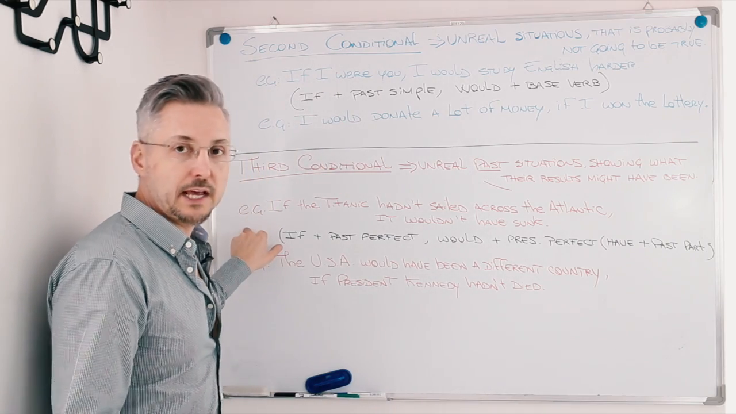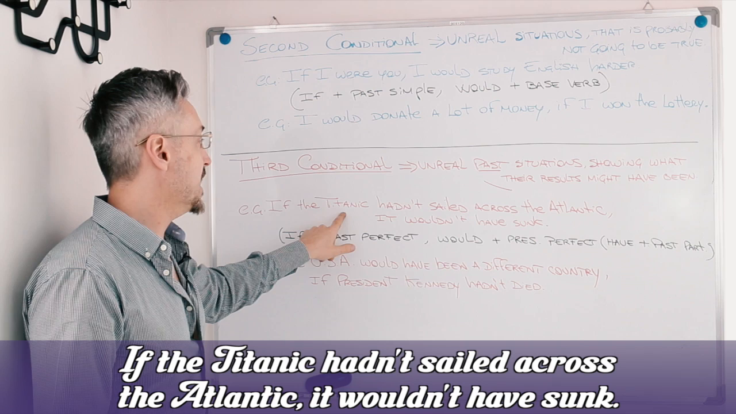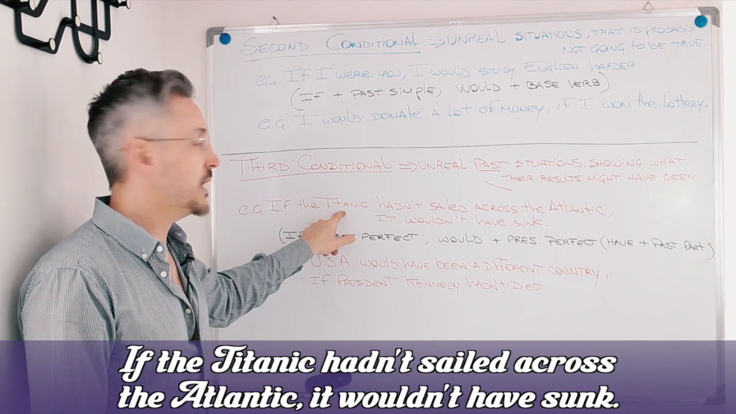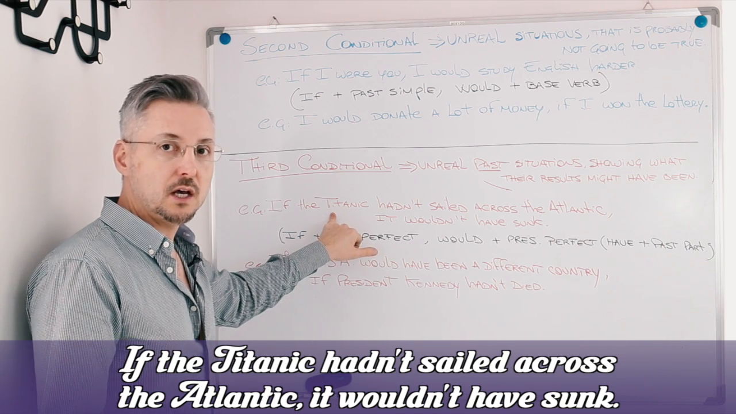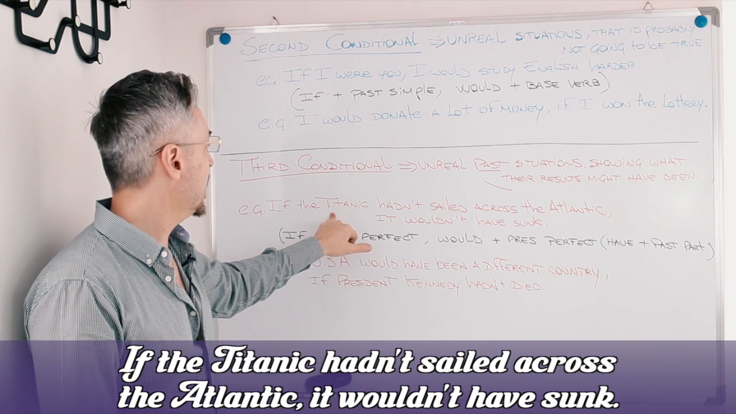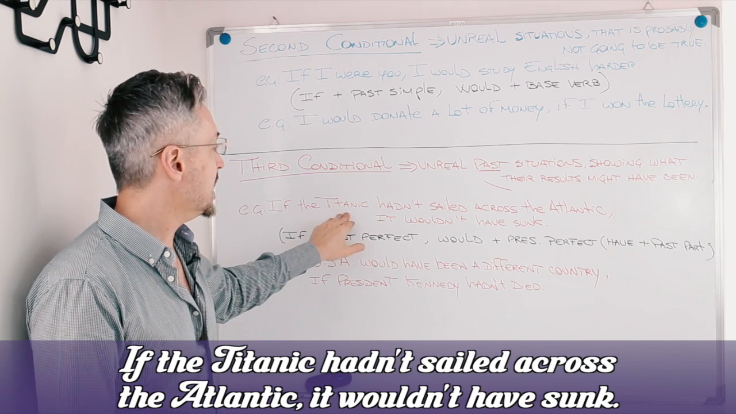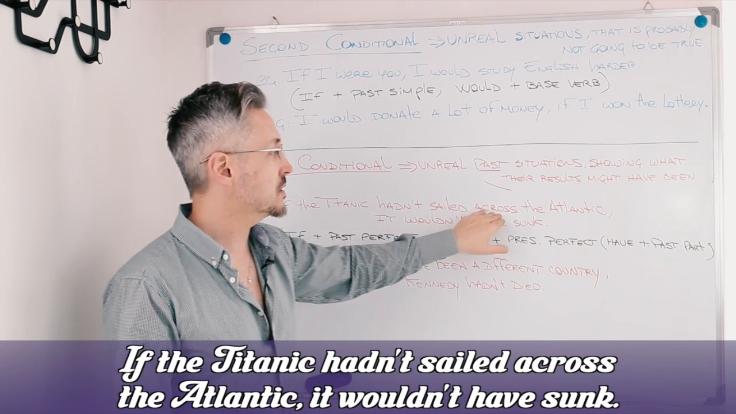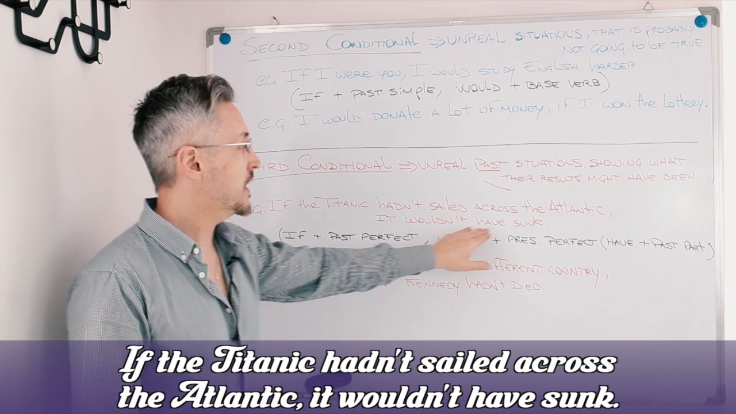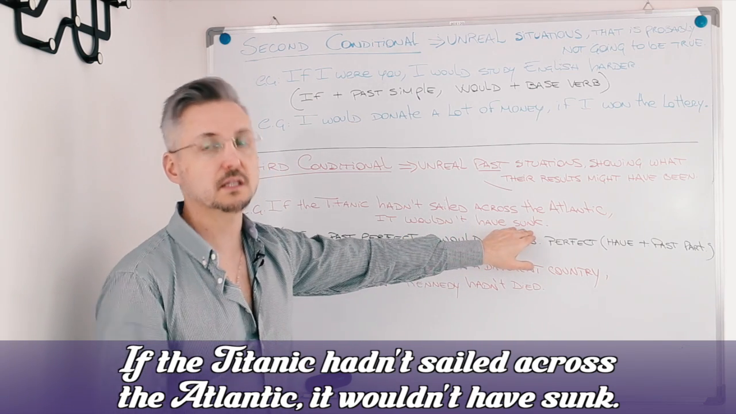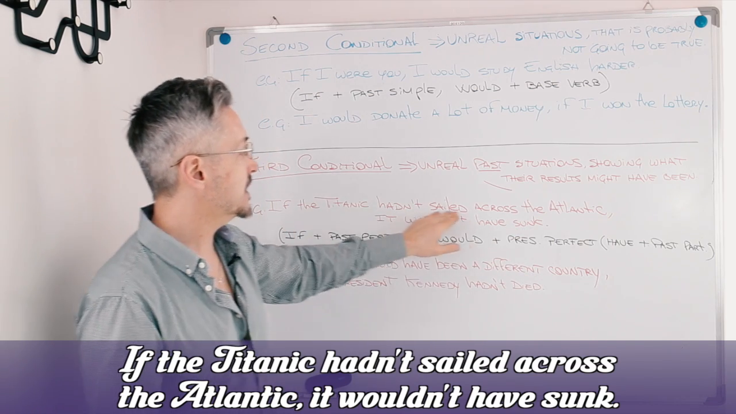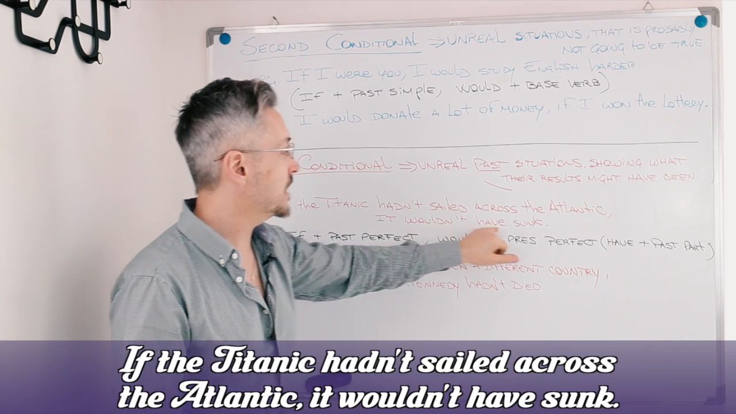So the example I gave you was, the Titanic was a cruise line that sank at the beginning of the 1920s or 1930s, 1920s I think. If the Titanic hadn't sailed across the Atlantic, I mean the Atlantic Ocean, it wouldn't have sunk, sunk, the past participle of sink. So if the Titanic hadn't sailed across the Atlantic, it wouldn't have sunk.